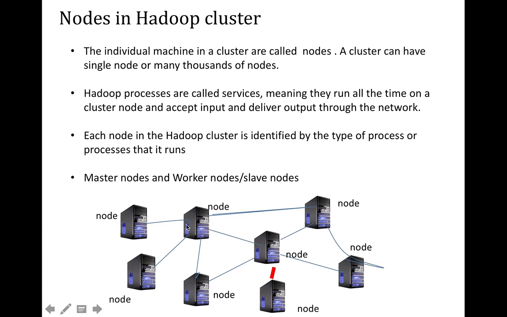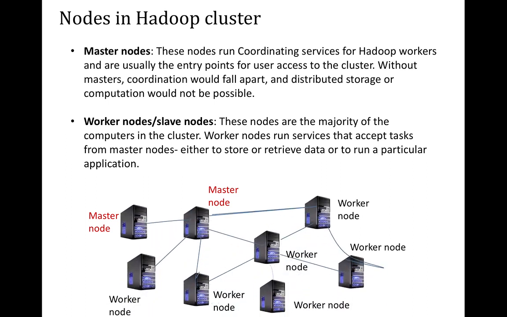In fact, we classify these nodes into 2 types based on the process they run. One we call the master node. The other we call the workload or slave nodes. We generally classify them based on the processes that run on their machine, but all of them are computer nodes.